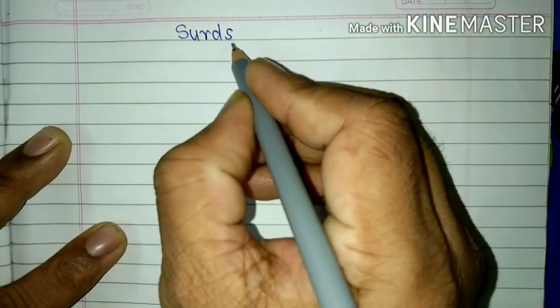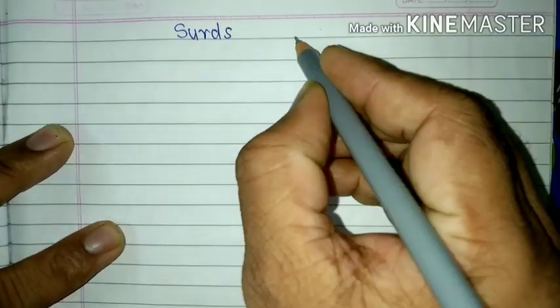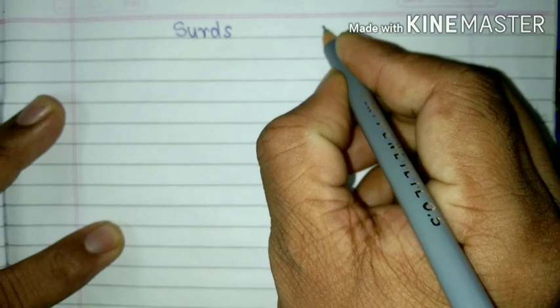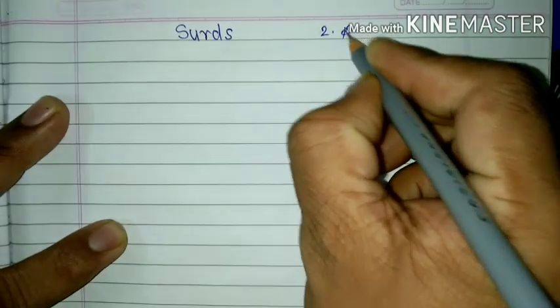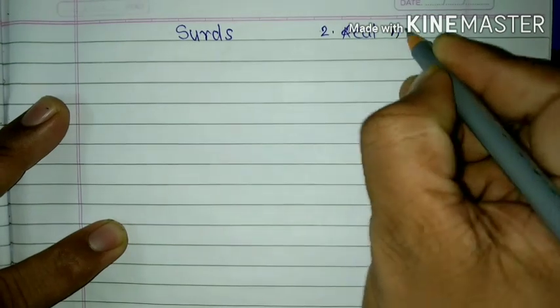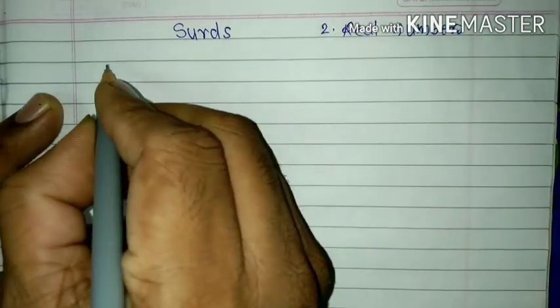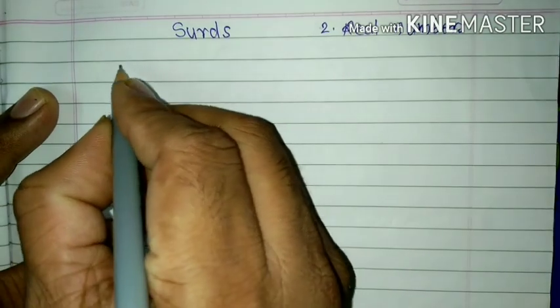Hello students, today we are going to start the topic Surds, which is from the 9th standard chapter 2, Real Numbers. Now first let us see what we mean by a surd.